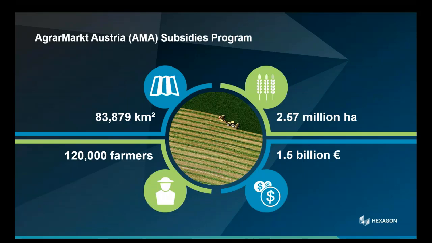To provide some perspective on the scale of this initiative, the surface area of Austria is 83,879 square kilometers, of which 2.57 million hectares is eligible farmland. And the AMA is responsible for distributing about $1.5 billion to 120,000 farmers in Austria. Unfortunately, issues of improper assessment and payments have occurred. Specifically, farms that were too rocky, too steep, or too tree covered received payments. A fair and equitable solution was needed, one that could automatically determine which plots of land could actually be farmed and hence which could receive payments.